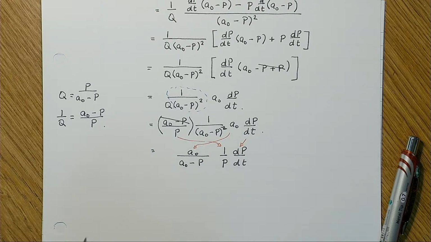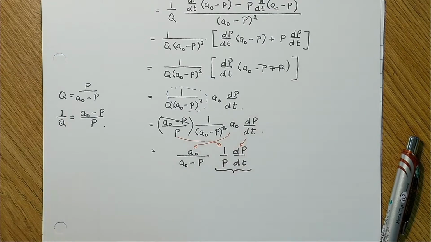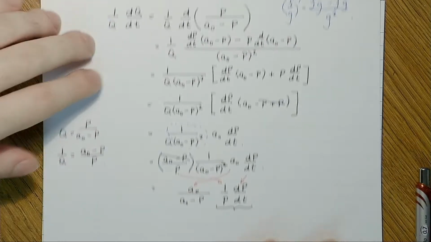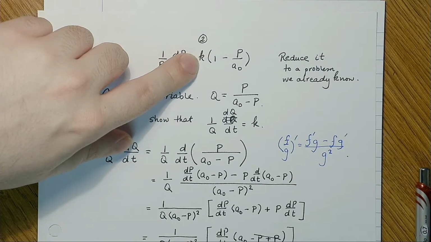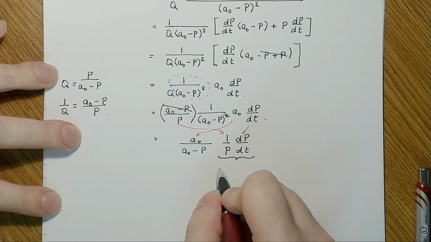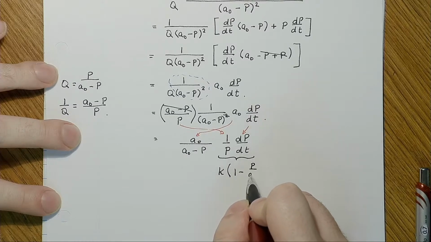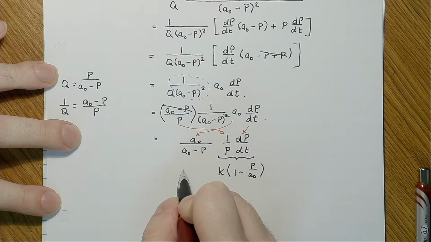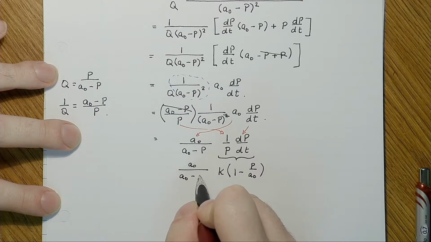So what have I got so far? After doing that manipulation, I know what that is equal to, because I've done my change of variable, but I already know what it is. So this 1 over p dp by dt is equal to this. So I can just copy that down. So that is equal to k times 1 minus p over a naught. And then I still have a naught minus p.